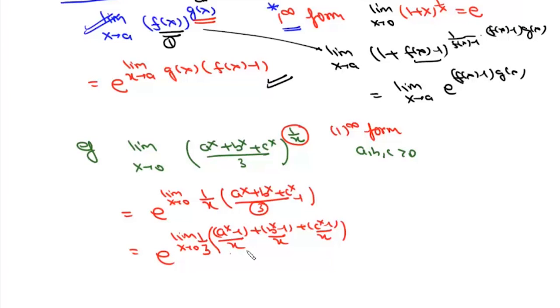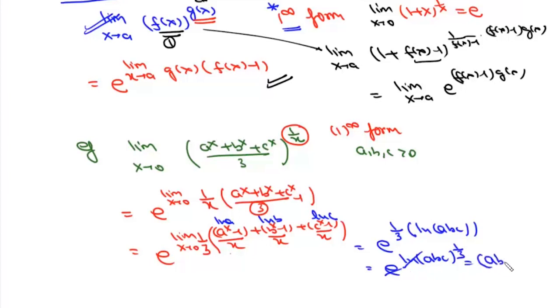Now all these three are standard limits: this is log a, this is log b, and this is log c. So it will be e to the power 1 by 3, and this is log a plus log b plus log c, which is log abc. Now we'll take 1 by 3 to the power of abc, so it will be e to the power log abc to the power 1 by 3. Now this e and log will cancel, so the answer to this limit will be abc to the power 1 by 3. So this is how we are going to solve the problems of the form 1 to the power infinite.